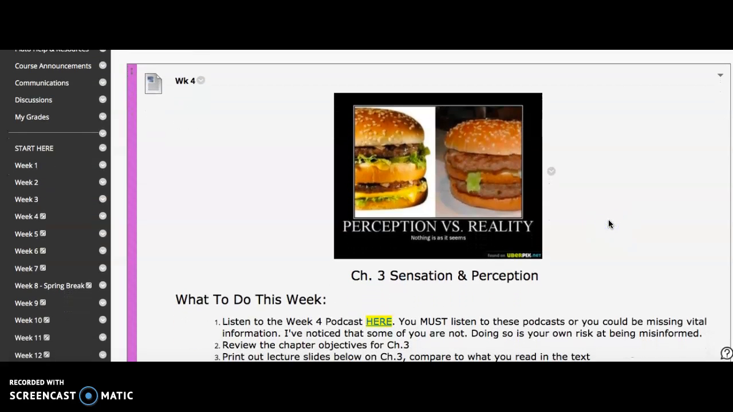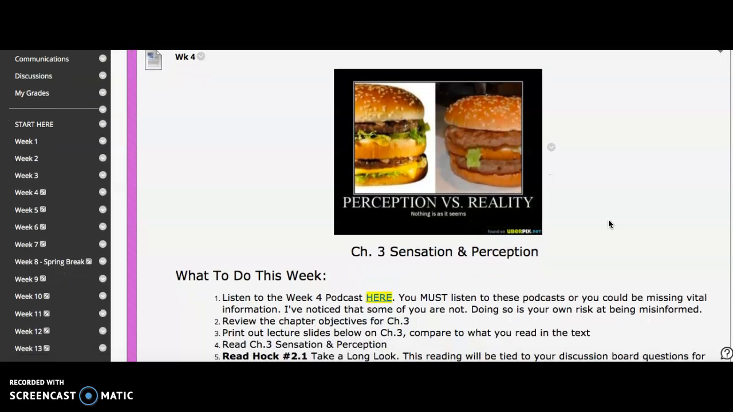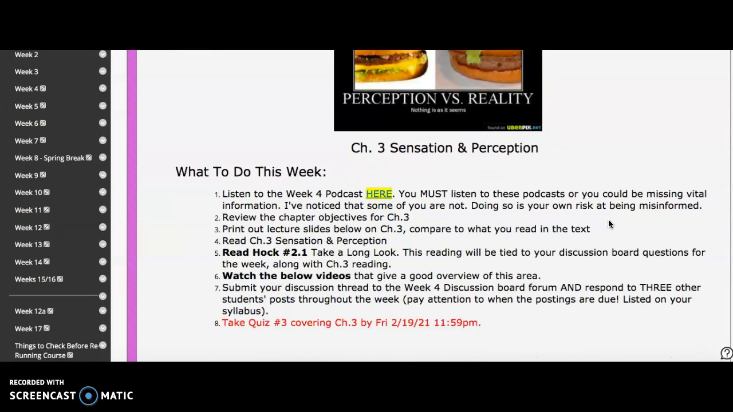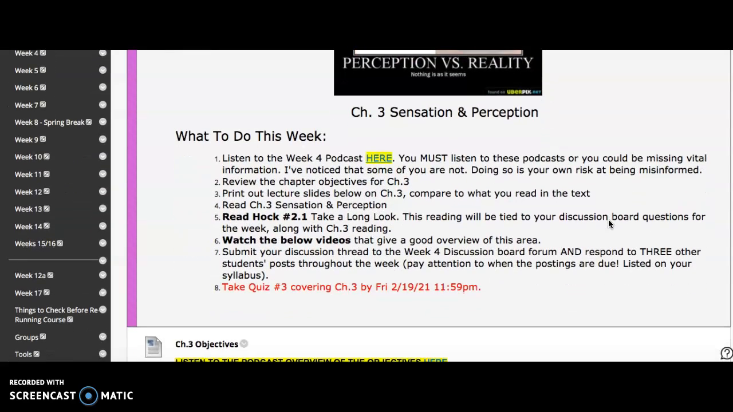I am open to week 4, where we will be covering chapter 3, Sensation and Perception. So I'm going to walk you through the week of just what to expect and some things to zone in on. Here is your to-do list for the week, and I do really recommend doing this list in this order.